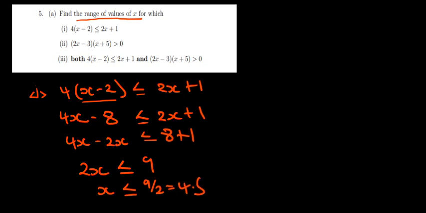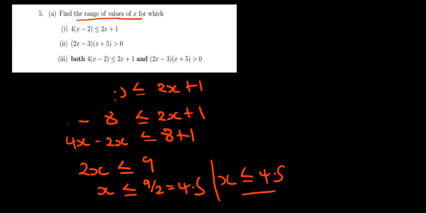Okay, so it means our x is less than or equal to what? 4.5. So we've solved the first one. The first one is linear. It's a grade 7 type of question, so there's nothing that you don't know there. We just treat that inequality as the equal sign. So now let's solve the second one.